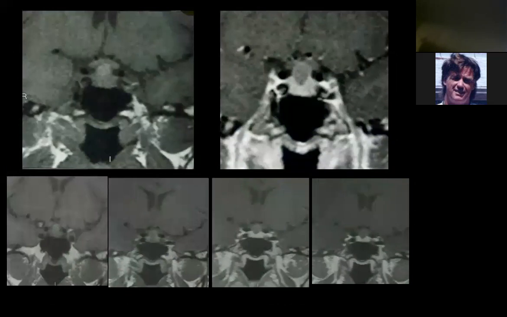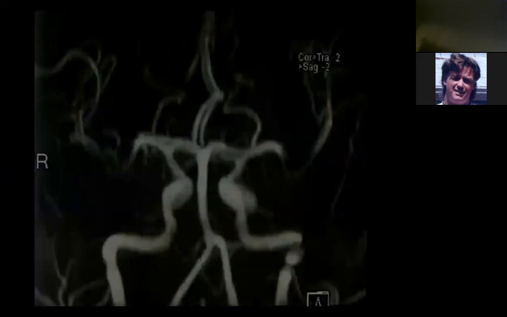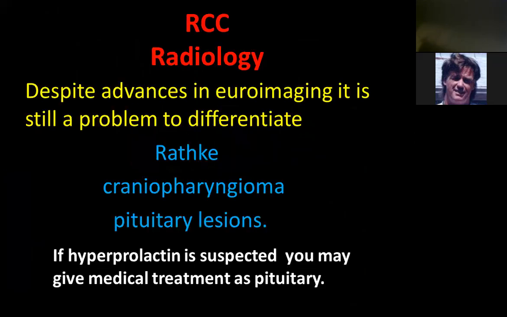There it is. This is the angiogram, which we always do, MRA, MRV for every patient. Let's see how difficult the differential diagnosis is. Despite all the advances in neuroimaging, it is still a problem to differentiate Rathke from craniopharyngioma from pituitary lesion. Why should we bother? There is a lesion, we'll just go and operate upon it.